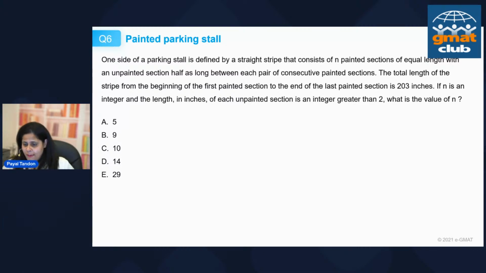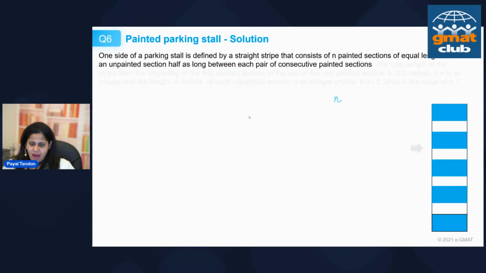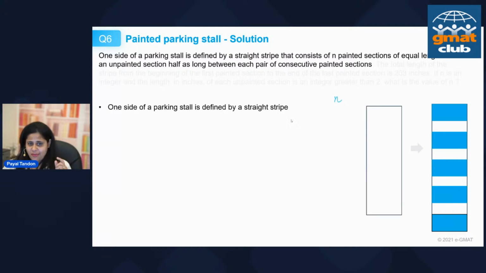So Kuldeep, you made a mistake over here. So let's go through the solution real quick. Again, it's a hardcore visualization question. So what you have is one side of a parking stall is defined by a straight stripe.